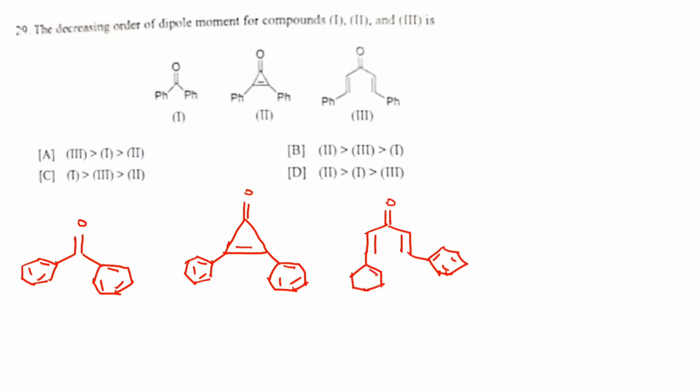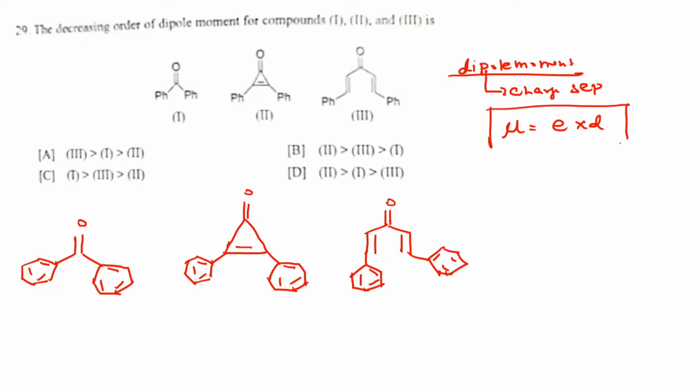Now, what is dipole moment? We know very well: charge separation. Please note, dipole moment is nothing but charge separation. Mu is equal to charge into distance. Now, they have a C=O bond. If the bond undergoes polarization, it creates a positive charge and a negative charge.